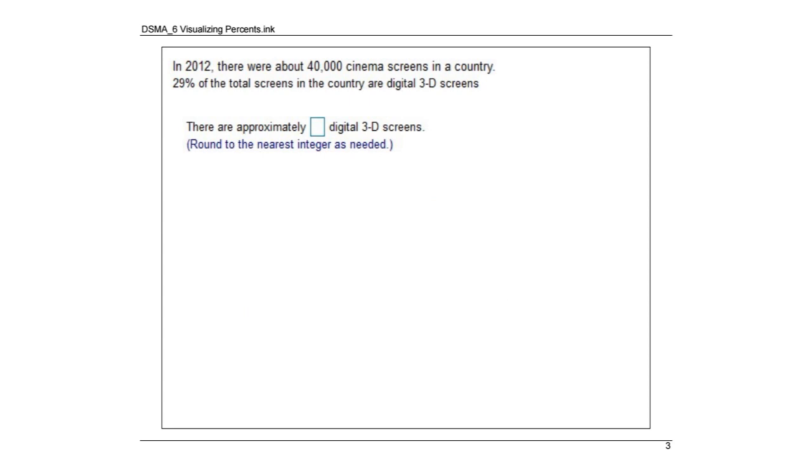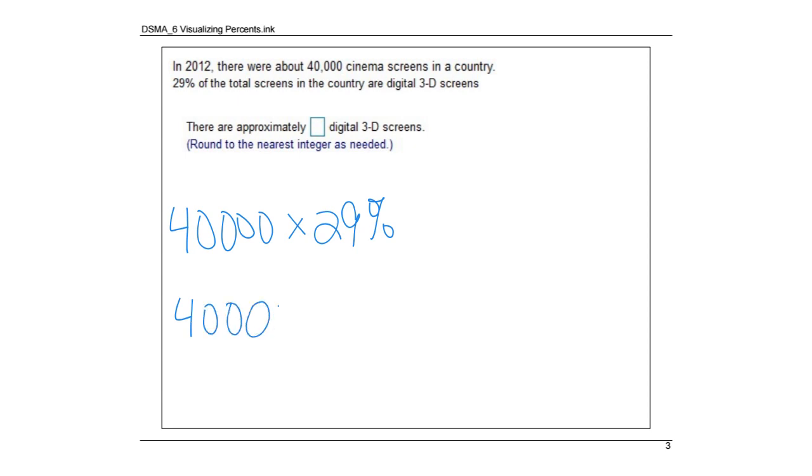All right, so in 2012, there were 40,000 cinema screens in the country. 29% of the total screens in the country are digital 3D screens. So they want to know how many does that entail, 29% of the 40,000. So depending on your calculator, you can straight multiply by the 29%. I'm going to show you that in just a minute. Or if you don't have a percent key on your calculator, you can go ahead and change that to a decimal, which would be 0.29. We know how to change back and forth between decimals and percents.